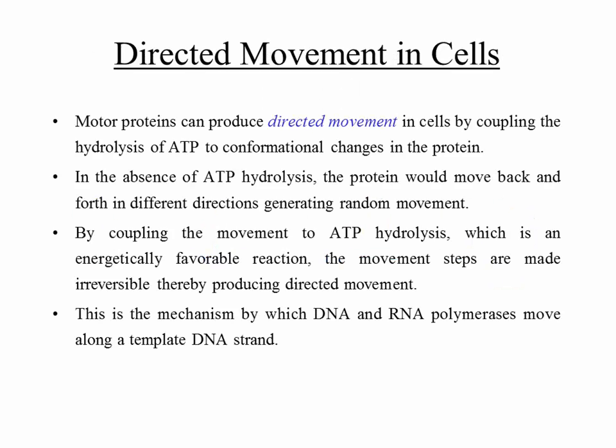And this is what is explained in the text on this page, but I think it's much easier explained with the picture. So motor proteins can produce directed movement in cells by coupling the hydrolysis of ATP to conformational changes in the protein. In the absence of ATP hydrolysis, the protein would move back and forth in different directions, generating random movement. By coupling the movement to ATP hydrolysis, which is an energetically favorable reaction with a large negative free energy change, the movement steps are made irreversible, thereby producing directed movement. And as I said, this is the mechanism by which DNA and RNA polymerases move along a template DNA strand.